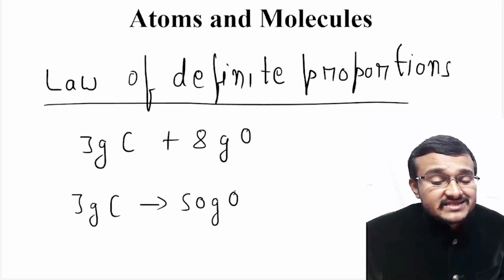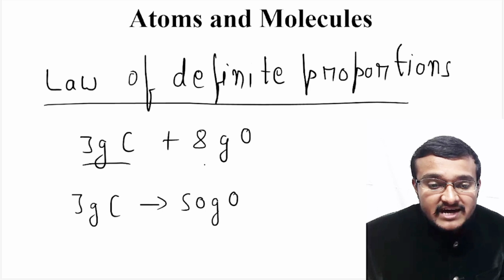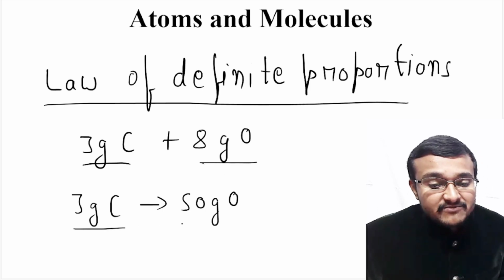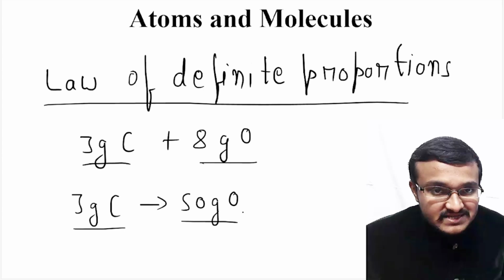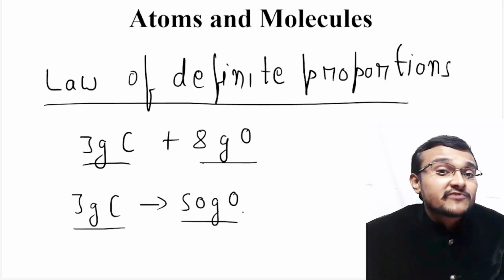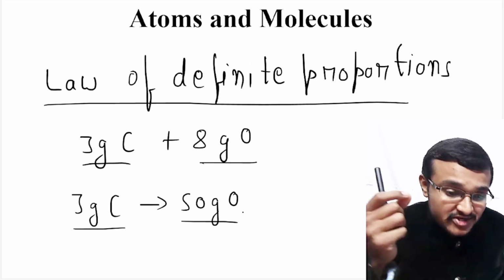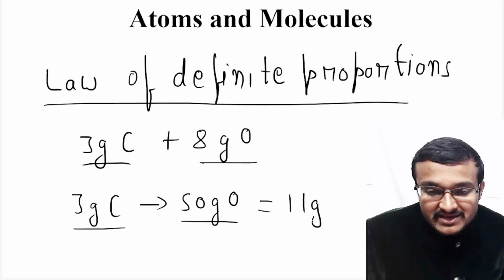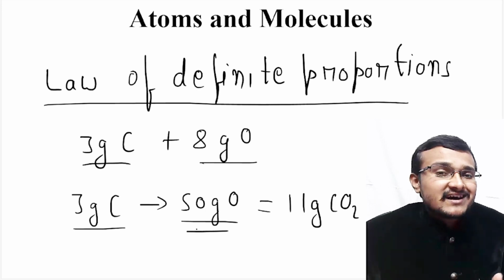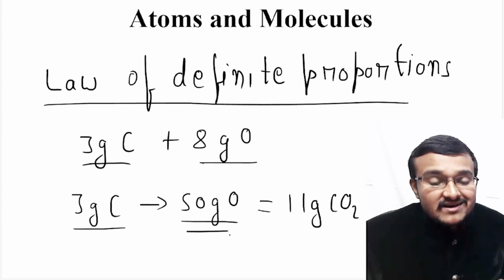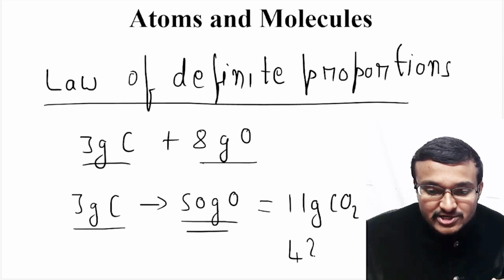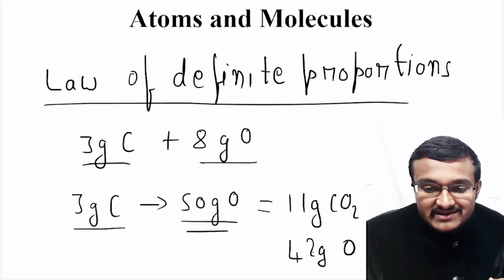So now in this question, they have asked: if 3 gram of carbon is reacting with 8 gram of oxygen, then if the same 3 gram of carbon is reacted with 50 gram of oxygen, how much carbon dioxide will be present? So in this case also, only 11 gram of carbon dioxide will be formed. So where will the other oxygen go? Here, the other oxygen which is there will go unreacted. That means 42 gram of oxygen will be unreacted.